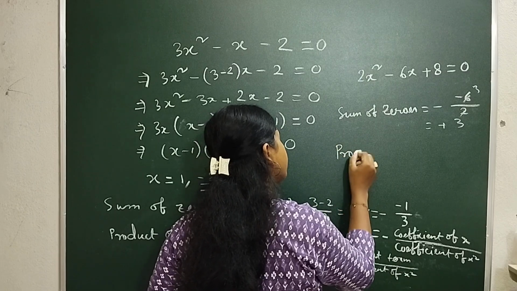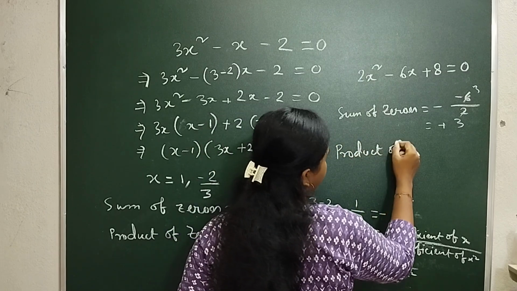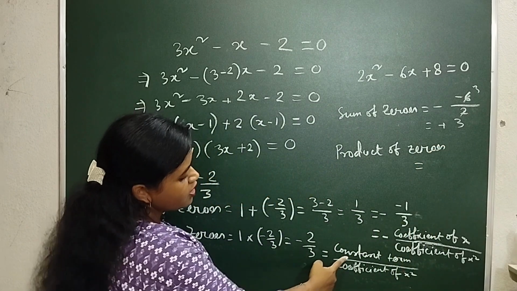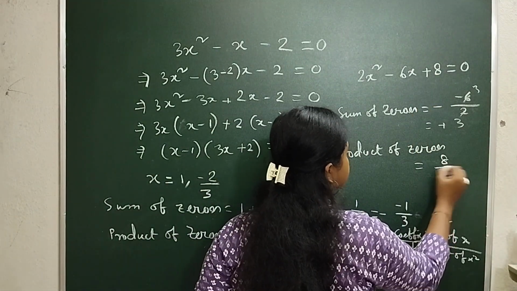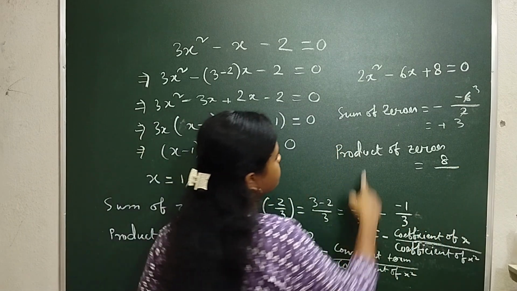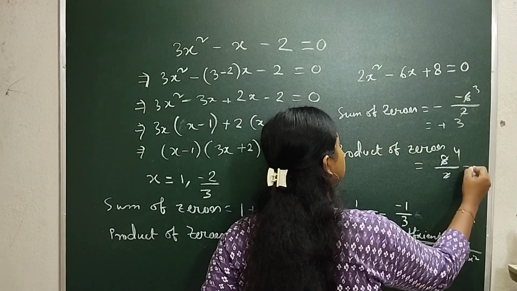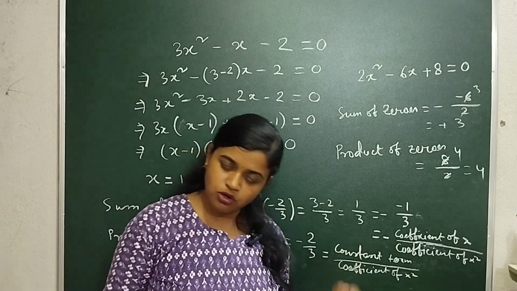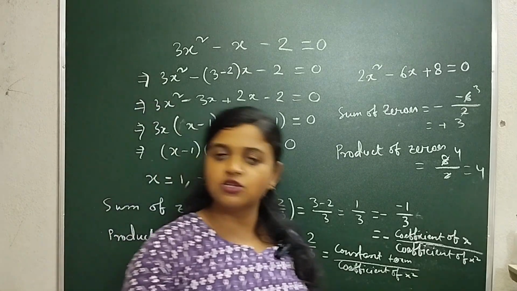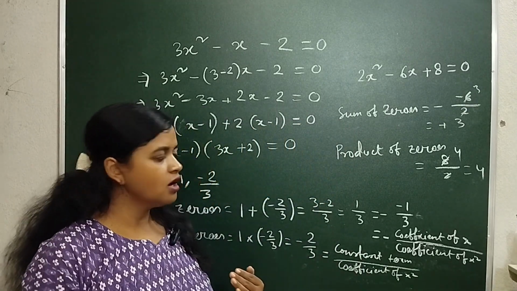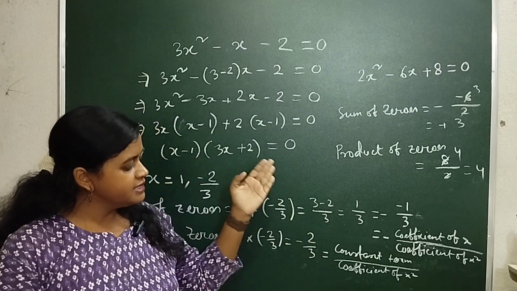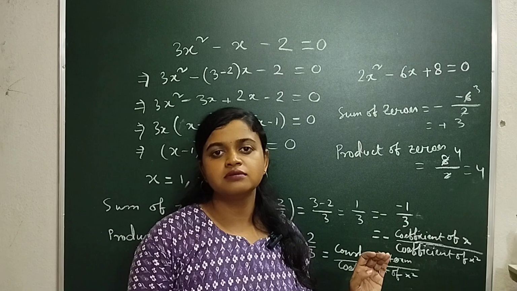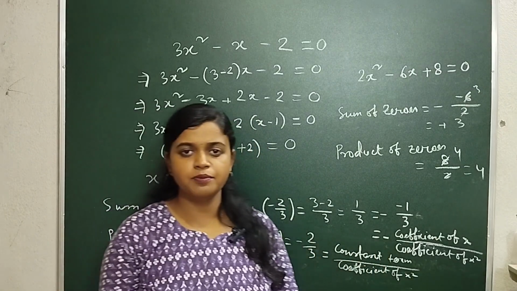And if I ask to find out the product of the zeros, we can write product of zeros equals to, this is the formula, constant term. What is the constant term? 8, and the coefficient of x square means 2. So 2 4s are 8. So 4 is the product of zeros. Here we find out the sum of the zeros and the product of the zeros without finding any zeros of the polynomial. Okay, and this is the relationship between zeros of a polynomial and the coefficients of the polynomial.